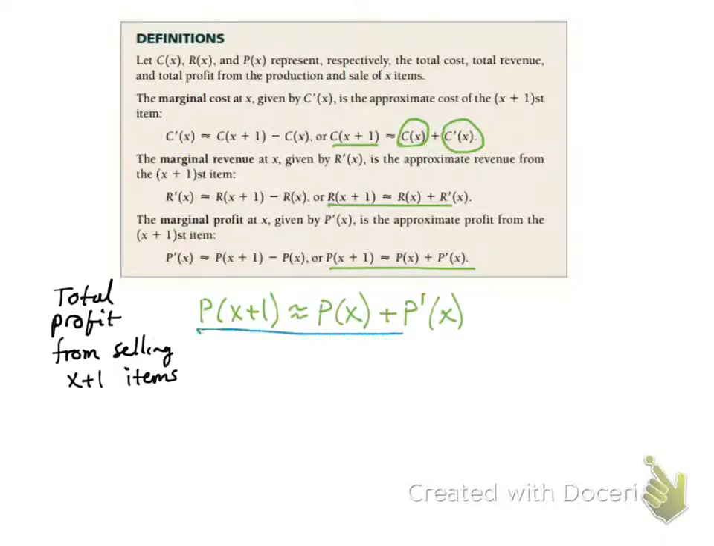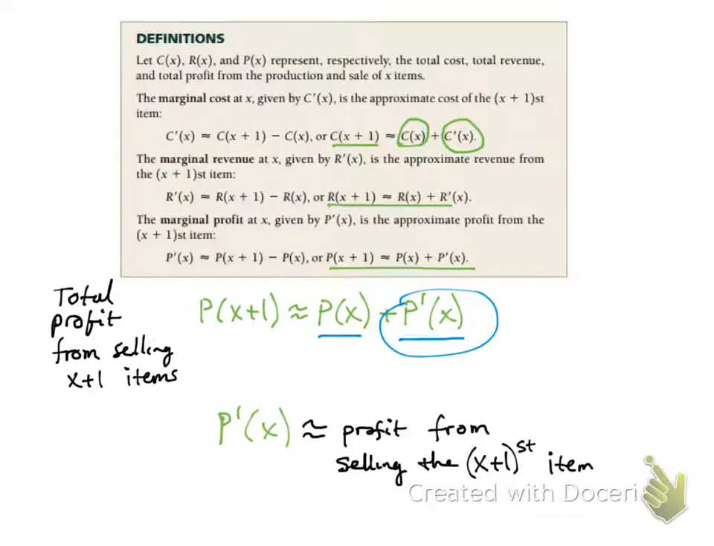So when we write this equation, this gives us the total profit from selling X plus 1 items, and we can approximate that by taking the profit from selling X items plus the profit from selling the X plus 1 item. So this is the marginal. And so we add the marginal to the profit from selling X items to approximate the total profit from selling X plus 1 items. And so then the marginal is just the profit from selling that one last item that we're talking about.